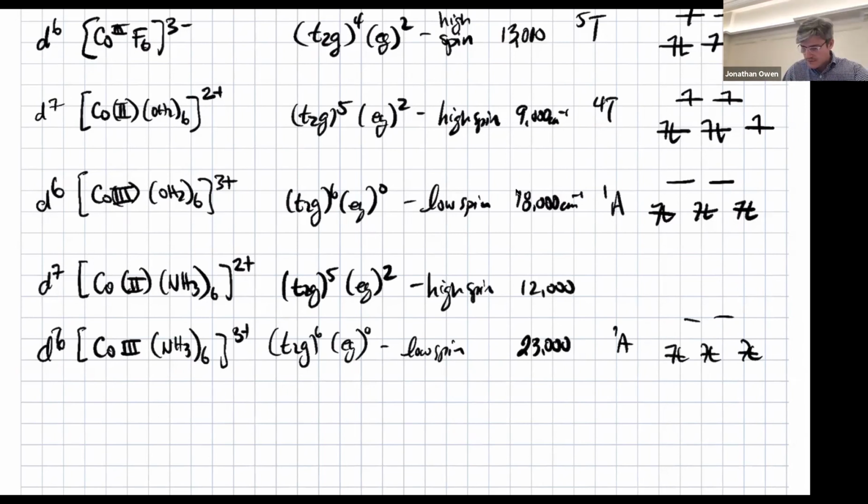12,000 wave numbers, delta O. Similar to that fluoride complex up there. So we're back in quartet A land. Sorry, quartet T.